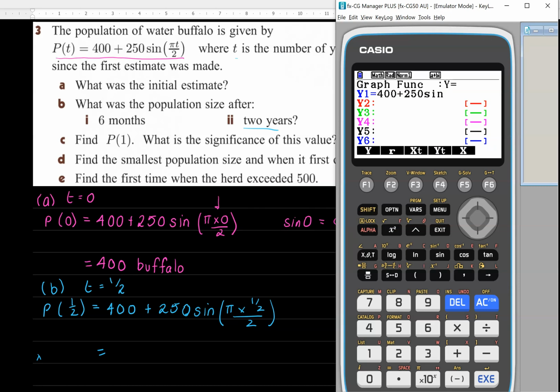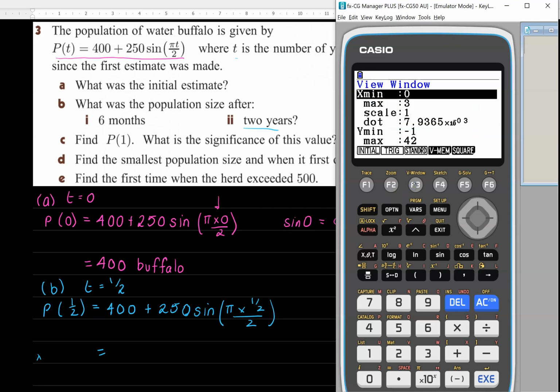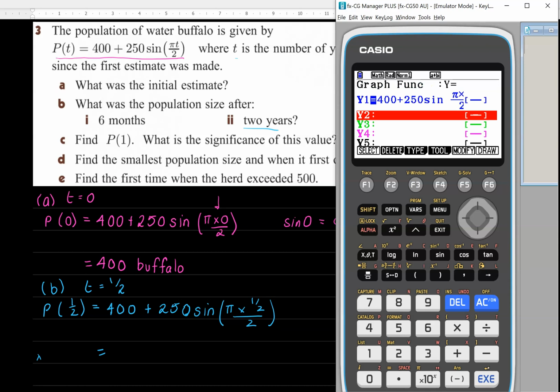Anyway, let's use our calculator to work this one out. So we go 400 plus 250 sine, put our bracket, and we'll say pi times. Now, it says t, but we're just going to use x because the calculator is saying that's our variable. Close our bracket. Okay, now I've got a previous scale in from the question that we did before. So what are we going to do for this one? Okay, we will go shift view window. Now it's still starting at 0. I'm happy with that.